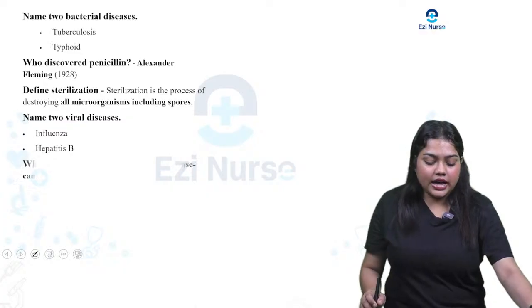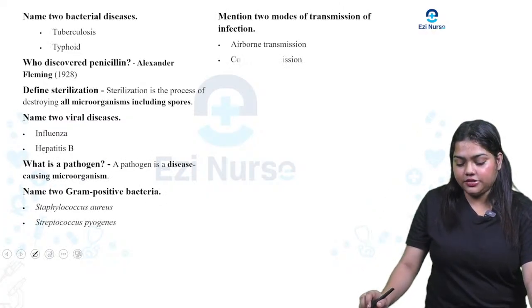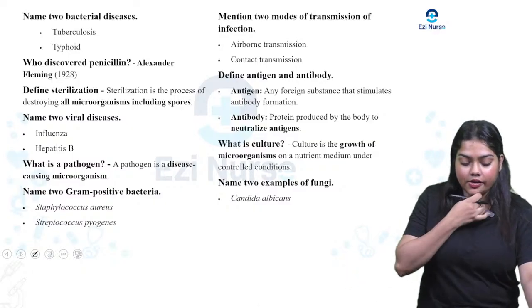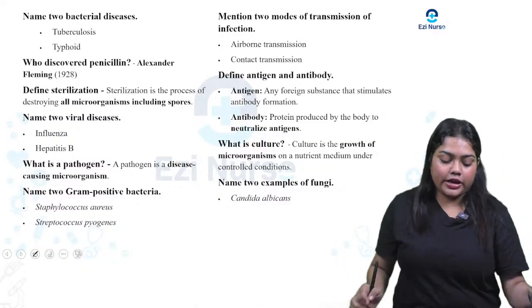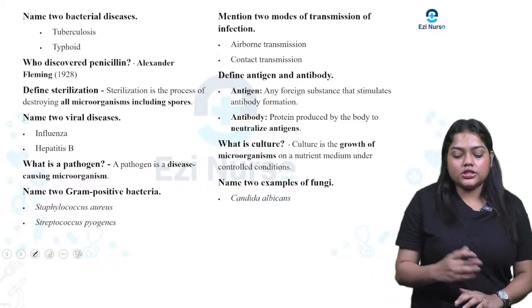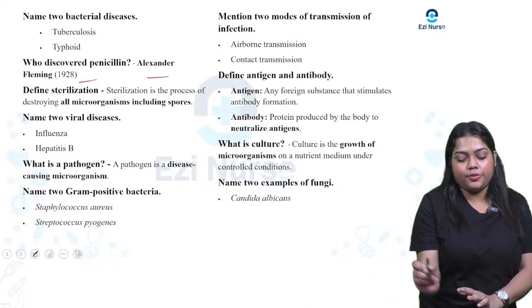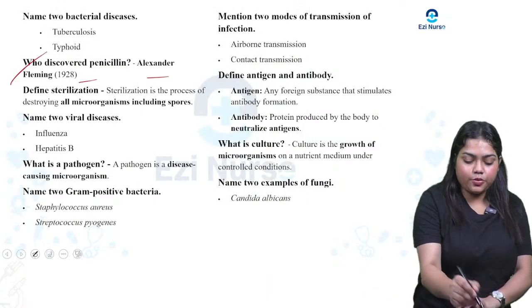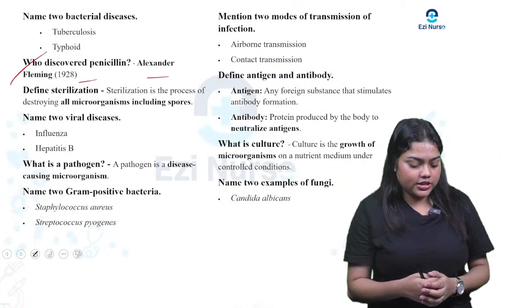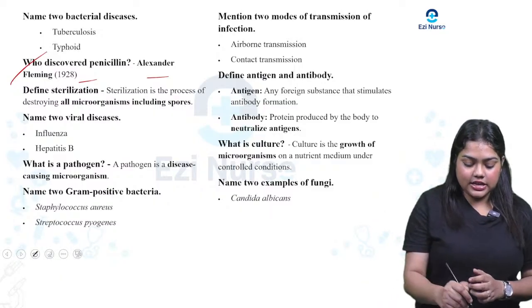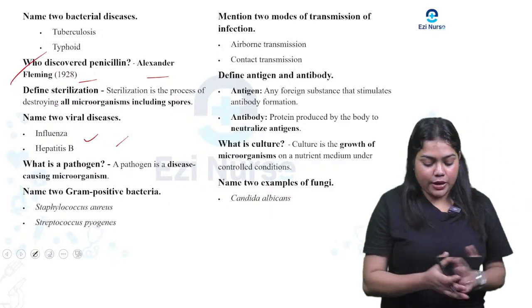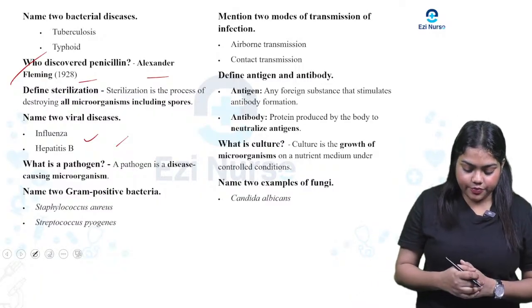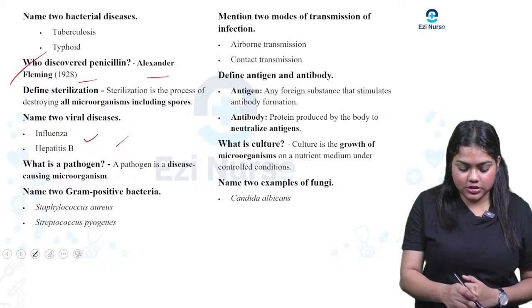Okay, so we have some short questions as well. Write it down fast. Name two bacteria: tuberculosis, typhoid. Who discovered penicillin? Alexander Fleming in 1928. It is a very important question. Define sterilization, already heard. Two viral diseases are influenza, hepatitis B. What is a pathogen? A disease-causing microorganism is called a pathogen.